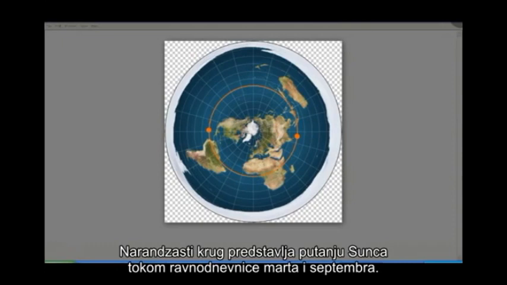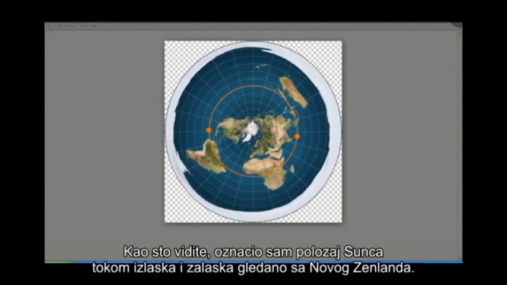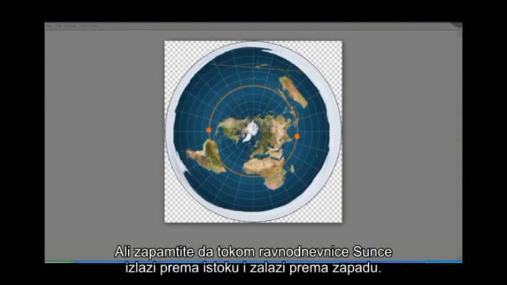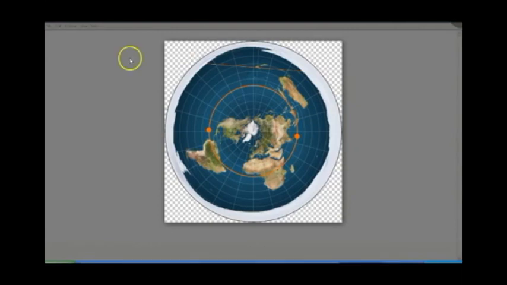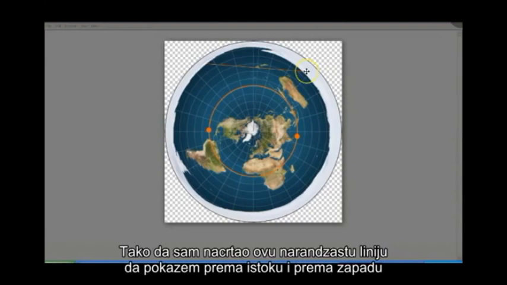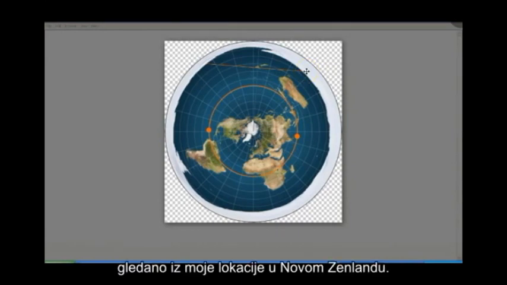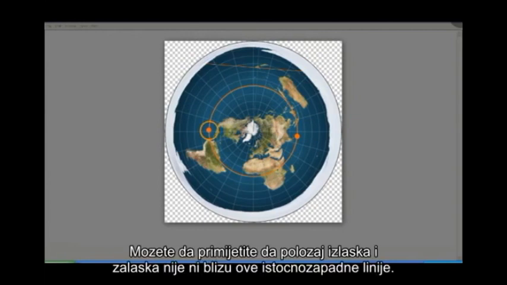Again, the orange circle represents the path of the sun during the equinox in March and September. As you can see, I've marked the positions of the sunrise and the sunset as seen from New Zealand. But remember that on the equinox the sun rises due east and sets due west. So I've drawn this orange line to show due east and due west as seen from my location here in New Zealand. You'll notice that the position of sunrise and the position of sunset is nowhere near this east-west line.